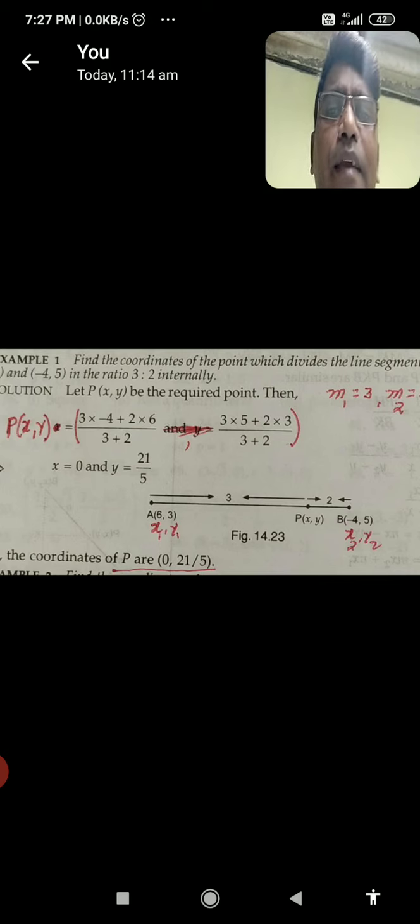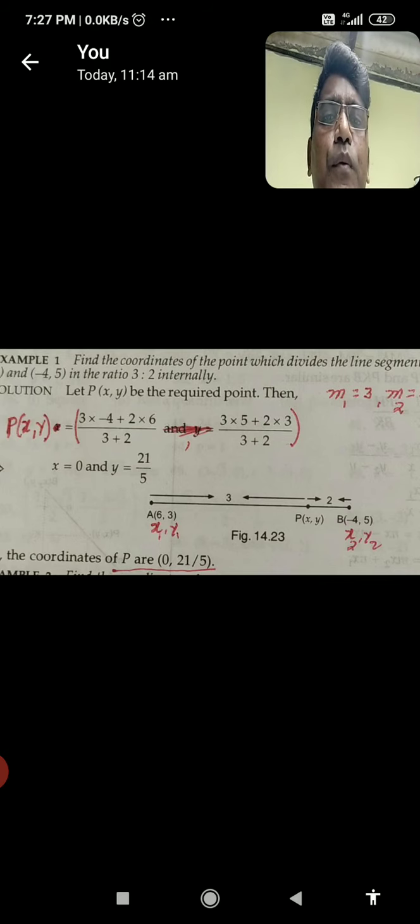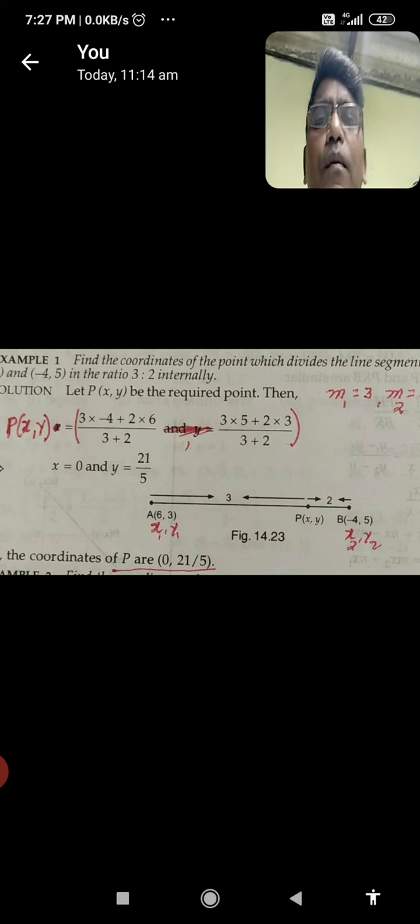The diagram is also there. I mentioned x1, y1, x2, y2, and point P, anywhere it is, P of x comma y is given. So the formula is that one: P of (x, y) is (m1 x2 plus m2 x1) by (m1 plus m2), comma (m1 y2 plus m2 y1) upon (m1 plus m2). I substituted the values of x1, y1, x2, y2, m1, m2. It is given here m1 equal to 3, m2 equal to 2. So I substituted this, and you are getting x equal to 0 and y equal to 21 by 5.